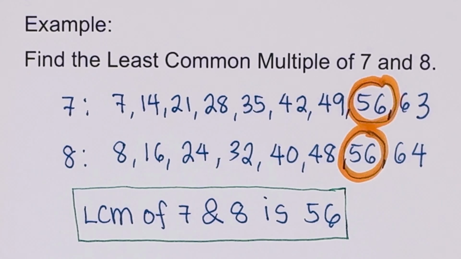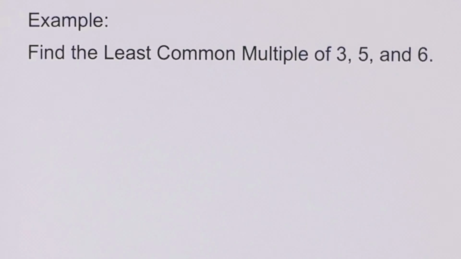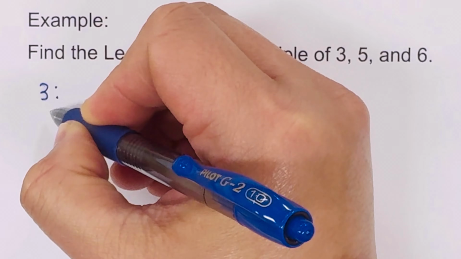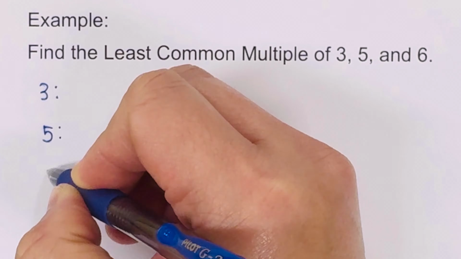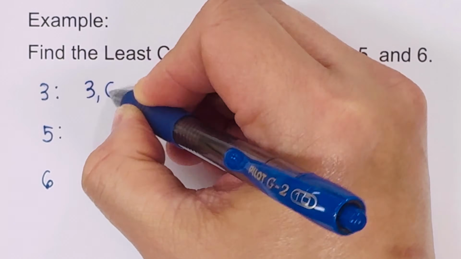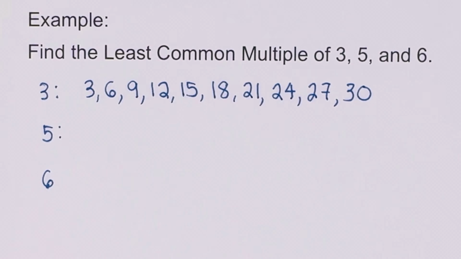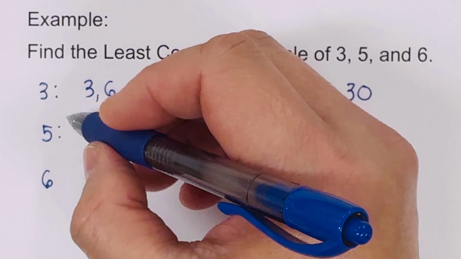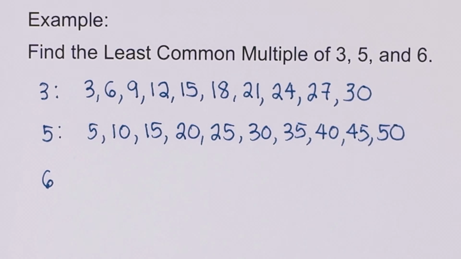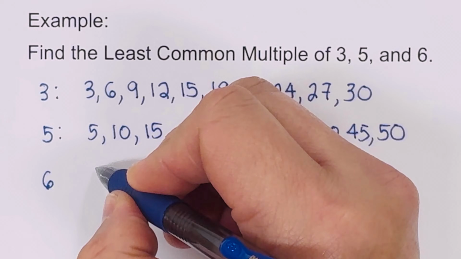Now let's have another example. In this example right here, we're supposed to find the LCM of three numbers. That's 3, 5, and 6. Again, to find the LCM, we're going to count using those numbers. So in this case right here, we have 3, 5, and 6. So we're going to count by 3. So I'm going to go ahead and write that down here. I'm also going to count by 5. So I'm going to go ahead and write that down here. And we also would do the counting by 6. So I'm going to go ahead and write that down here.